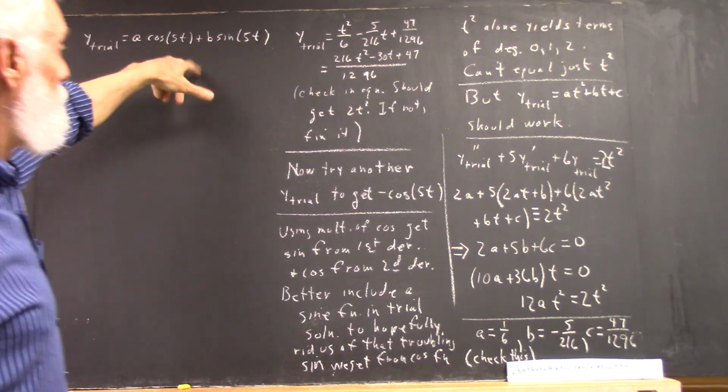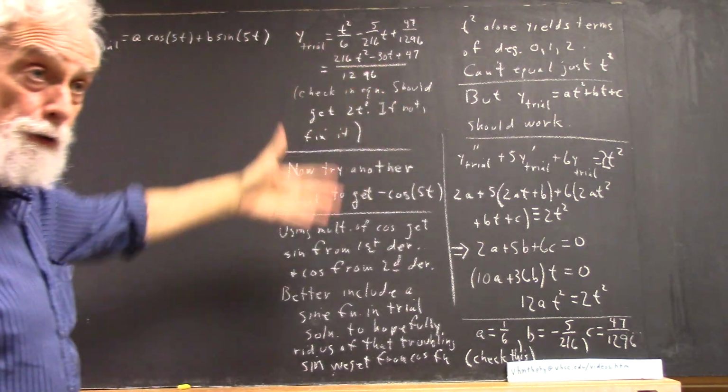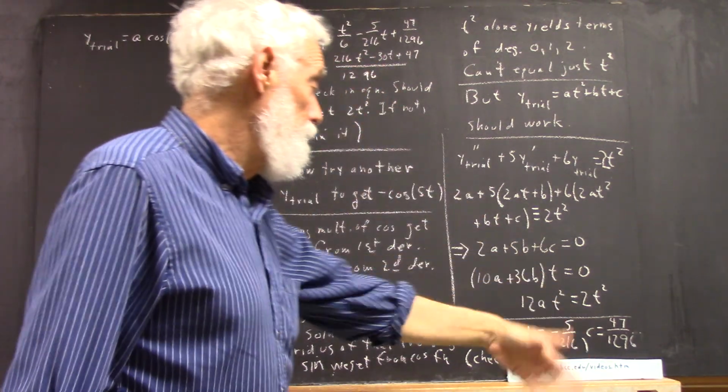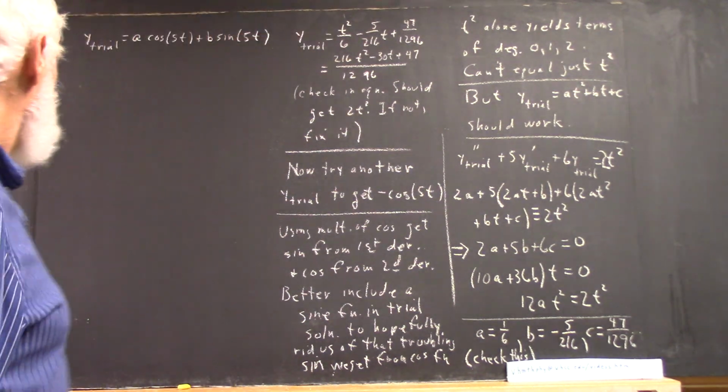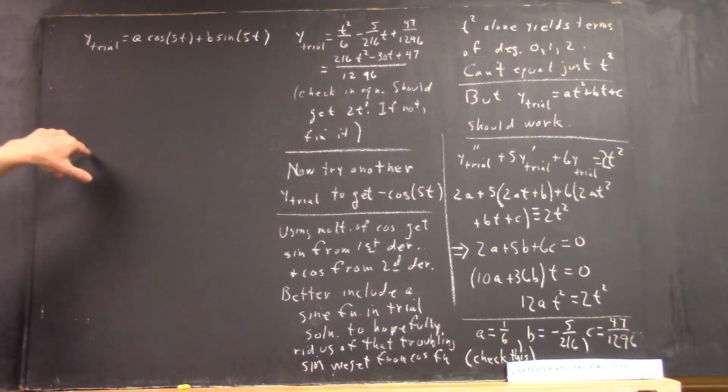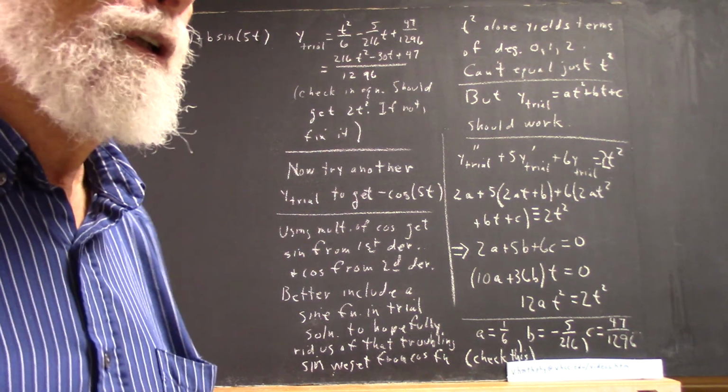this. Now I'm using A and B again because I'm done with the A and B I used over here. I've solved for that and I don't need those anymore because I've got my solution. Okay? So if you plug this into the equation, what do you get and what are your conclusions?